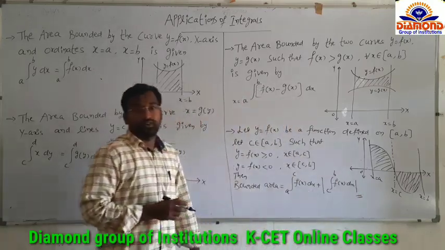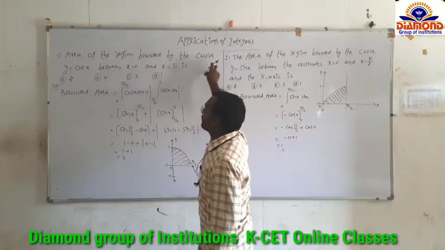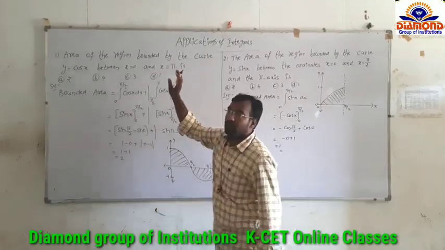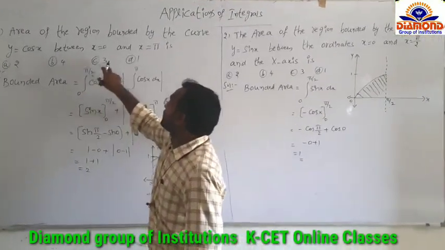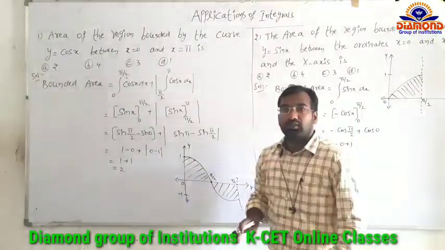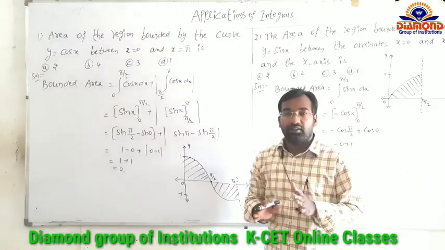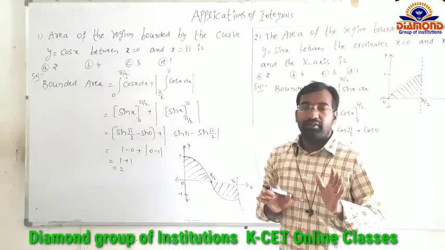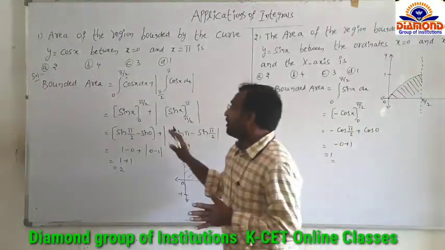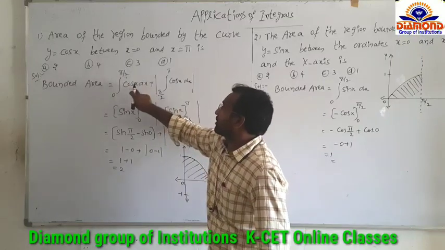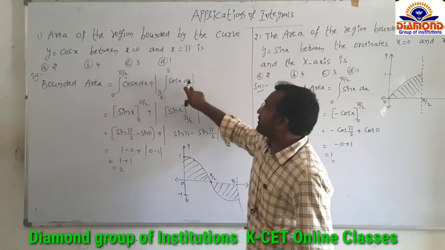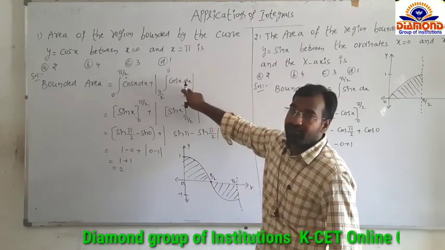So this is the synopsis. The area bounded by the curve y equal to cos x between x equal to 0 and x equal to pi is: option A 2, option B 4, option C 3, option D 1. Already you know that cos x is positive in the first quadrant and negative in the second quadrant. That means 0 to pi by 2 is positive, and pi by 2 to pi is negative. So how do we take the bounded area? Integration 0 to pi by 2 cos x dx plus modulus of integration pi by 2 to pi cos x dx, because it is negative in the second quadrant, that's why we take the modulus.